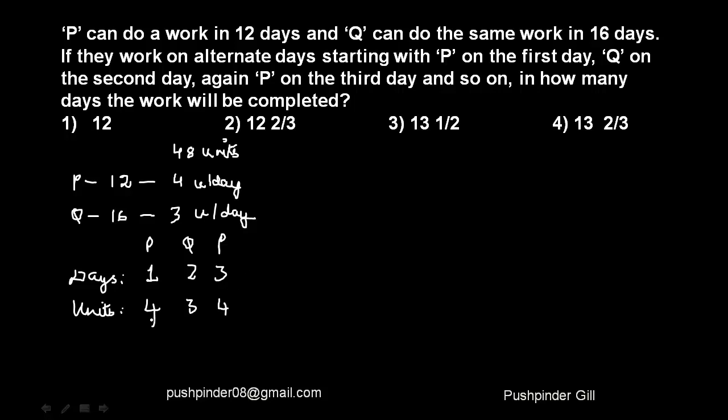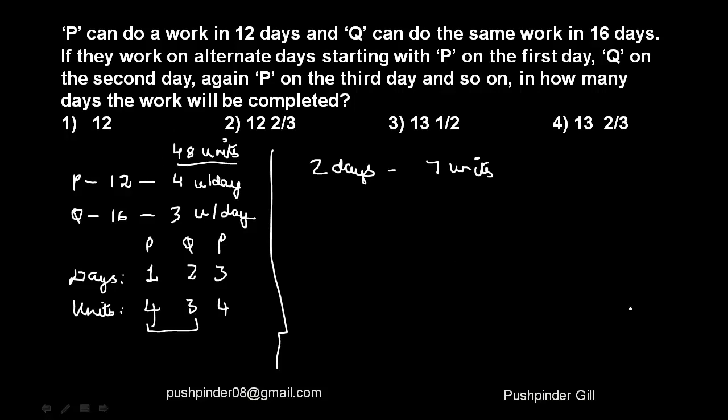That means this cycle is going to repeat itself all the time, which means that every 2 days, 7 units are going to be finished. So till now it's pretty basic stuff. Now what do I have to do? Don't apply the unitary method because every day has a different value. It's not consistently organized. So what you need to do is go close to 48.